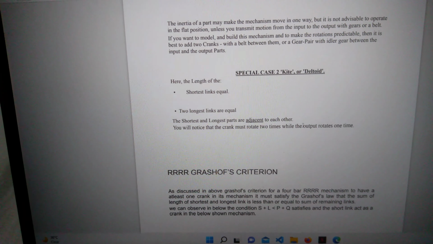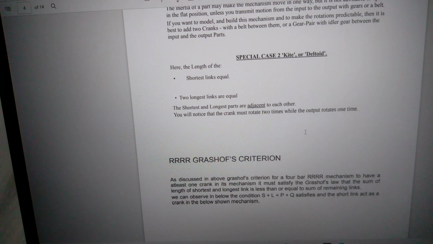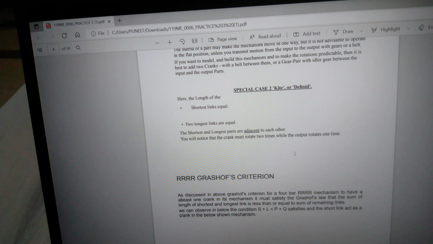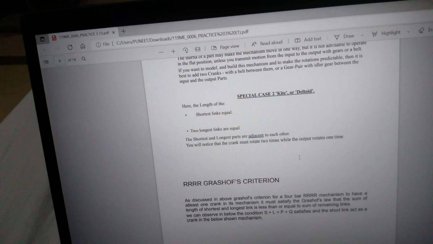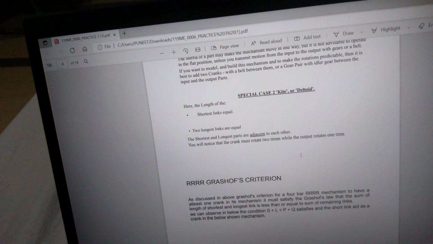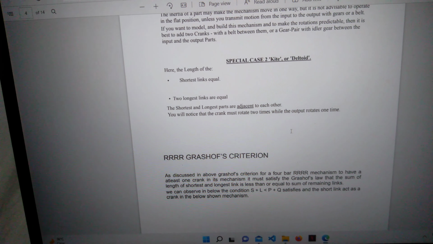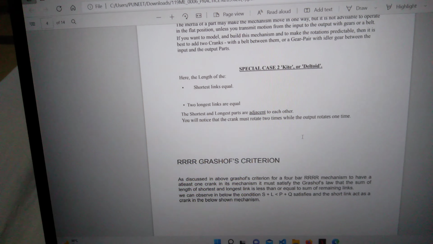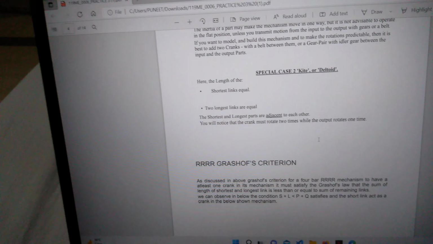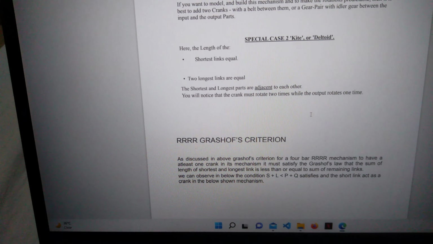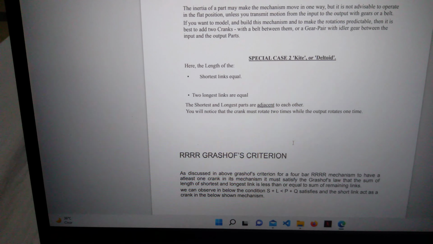Here the length of the shortest links are equal and the longest links are also equal. So the difference is that, if you consider that whole 4-bar mechanism as a quadrilateral, here the longest links are equal, the shortest are equal, and the shortest and longest links are adjacent to one another, sir. In the parallelogram, they were opposite to one another, sir. But here they are adjacent. So this is basically the difference between the kite and the parallelogram case, sir.